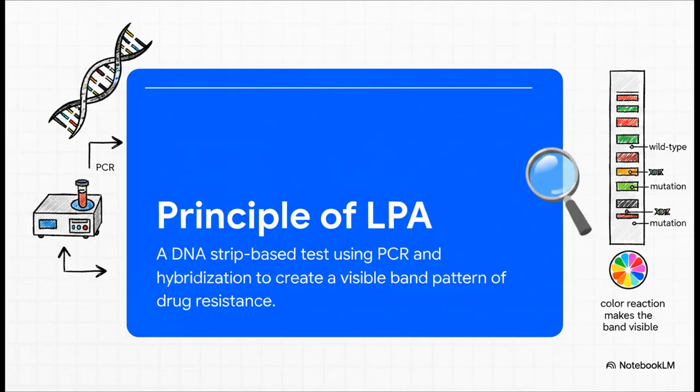So, for your exam, the principle is basically a two-step dance. Step 1 is familiar. You use PCR to make millions of copies of the important resistance genes. But for step 2, instead of using glowing probes, you take all that amplified DNA and you wash it over this special nitrocellulose strip. The strip is coated with probes for both the normal genes and the common mutations. The DNA sticks where it fits, and a chemical reaction creates that visible band.